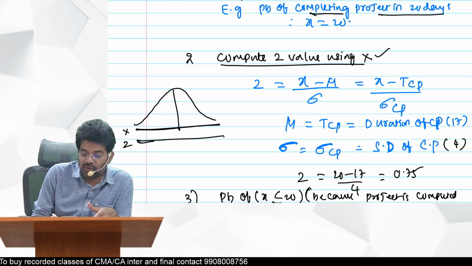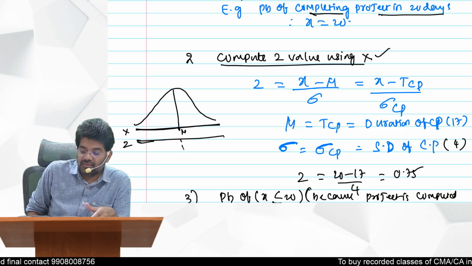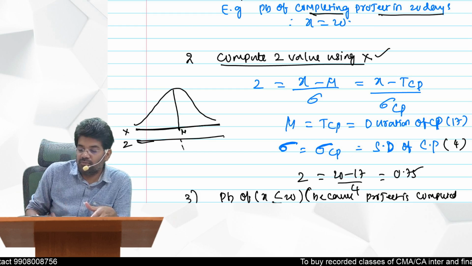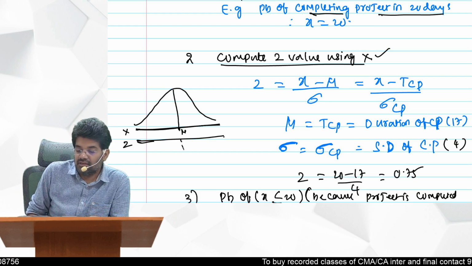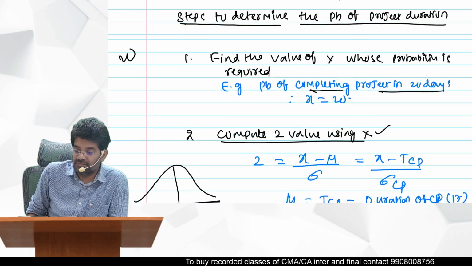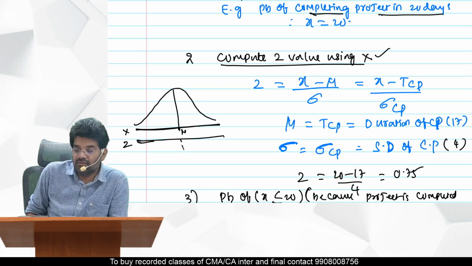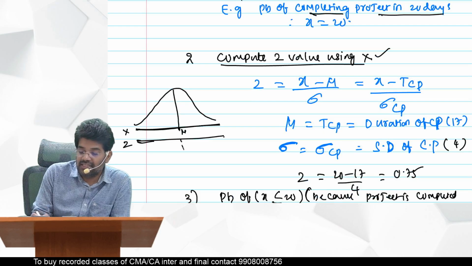So at this point the mean will be there, and below that you have the standard deviation. Now we have to calculate the probability of the x value. So step number 1 is, first you should know what the x value is. Then based on that you should calculate the z value. The formula for z value is x minus mu divided by standard deviation.